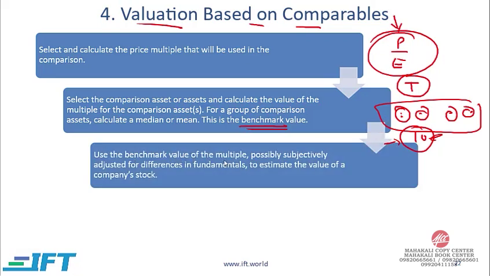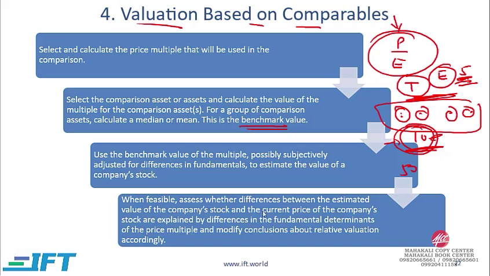Next, use the benchmark value of the multiple, possibly subjectively adjusted for differences in fundamentals, to estimate the value of a company's stock. And this is what I started the lecture with. Let's say that for your target company, the earnings number is 5. You probably also have, or you should also have, the earnings number, right? So if the earnings number is 5 and based on the comparables, the PE is 10, then what is the value based on comparison? The value based on comparison is 5 times 10, which is 50. Or you can also compare the PE of 10 with the PE that you have of your target company to determine whether your target company is overvalued or undervalued.